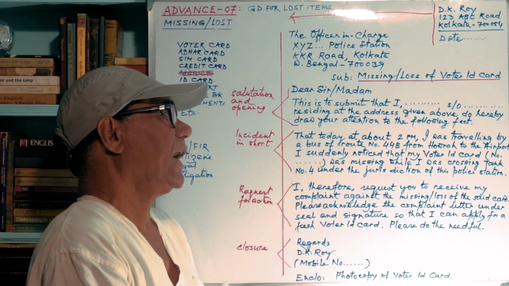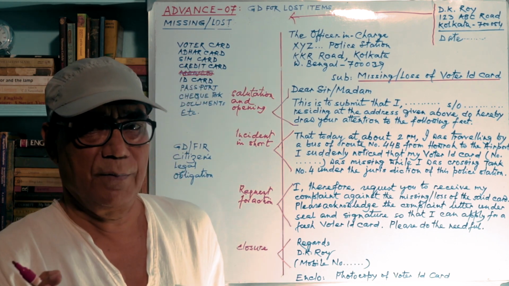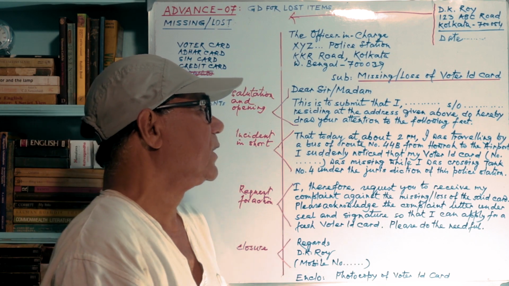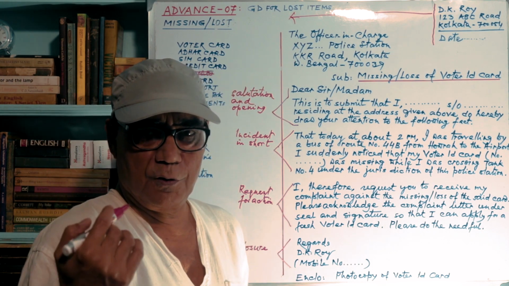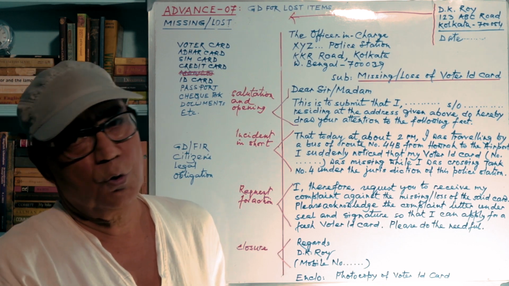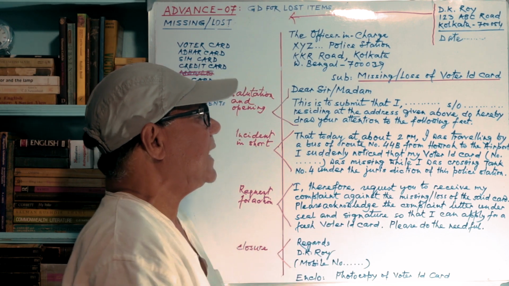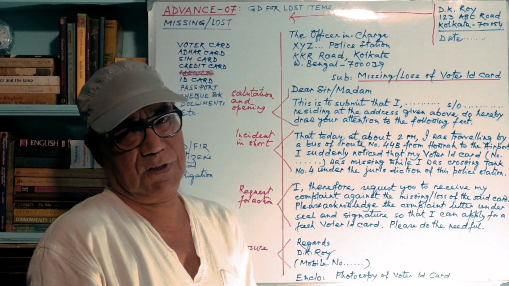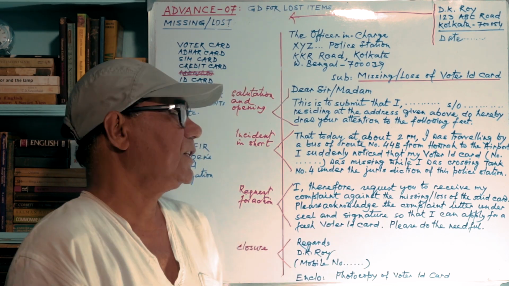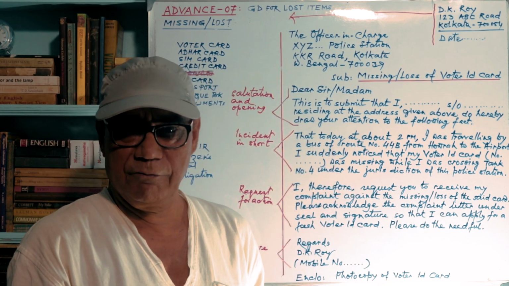Then we come to the first part of the content body. This is to submit that I, dot dot dot, means write your name, full name, official name, son of, the name of your father. This is also important because there should be no confusion who the person is. Residing at the address given above, your own residential address, do hereby draw your attention to the following fact.